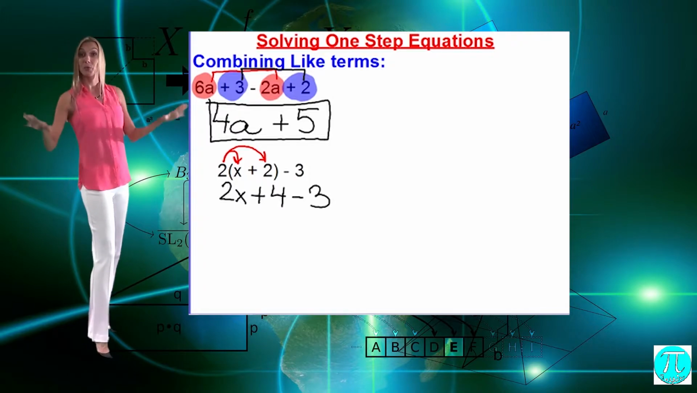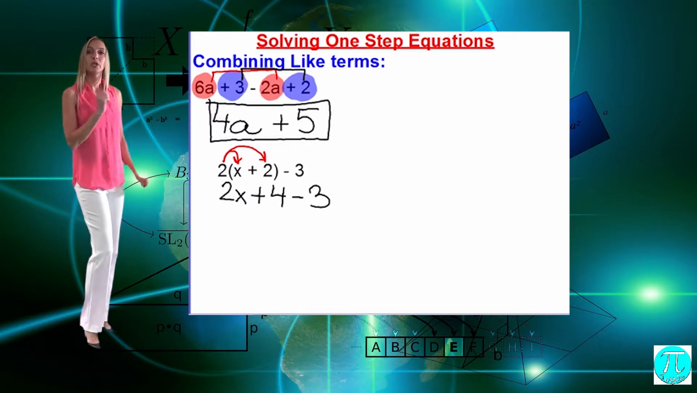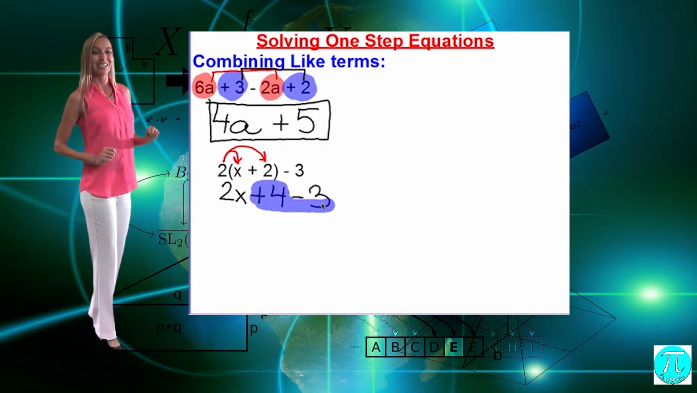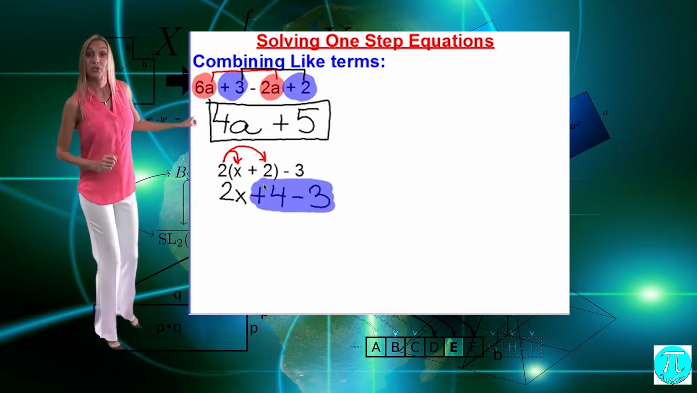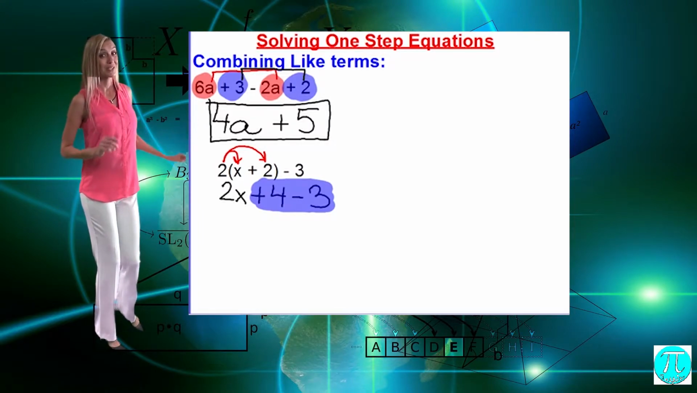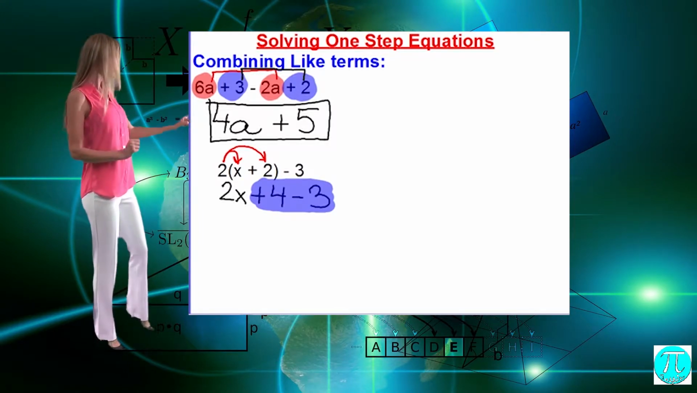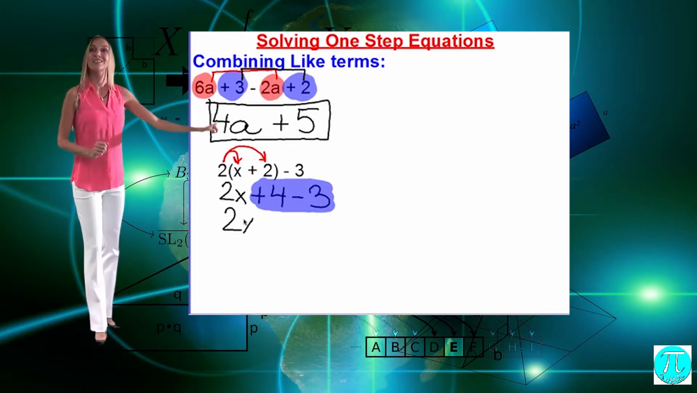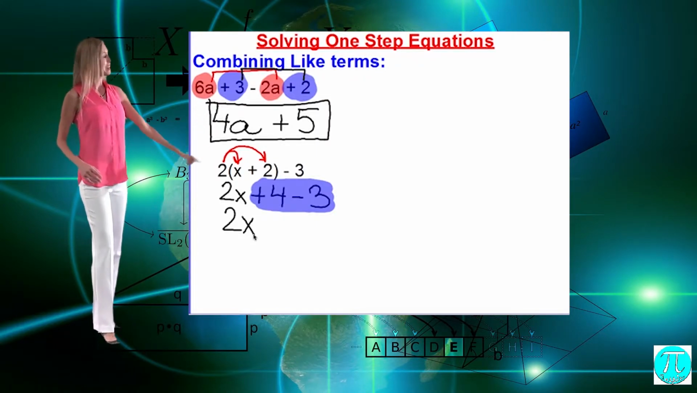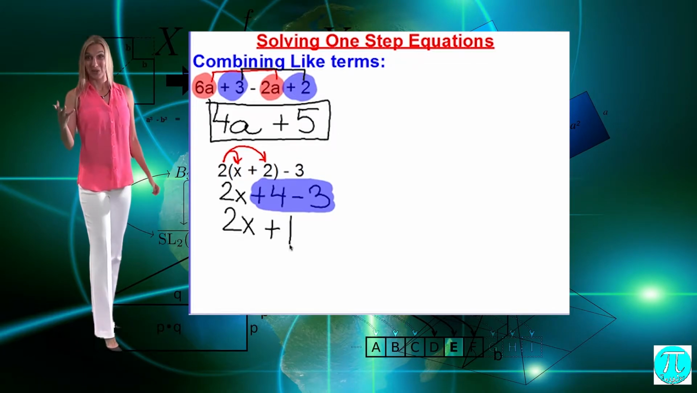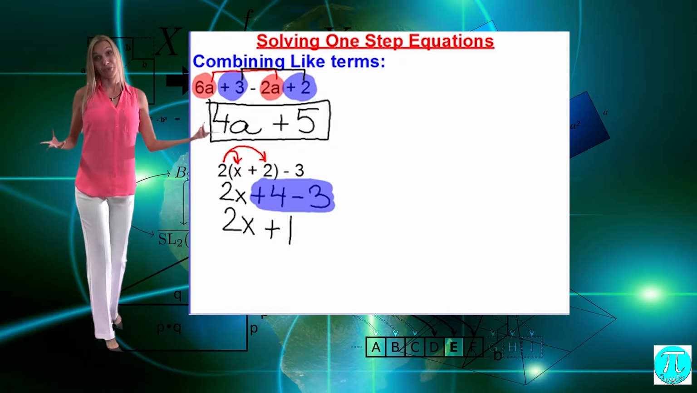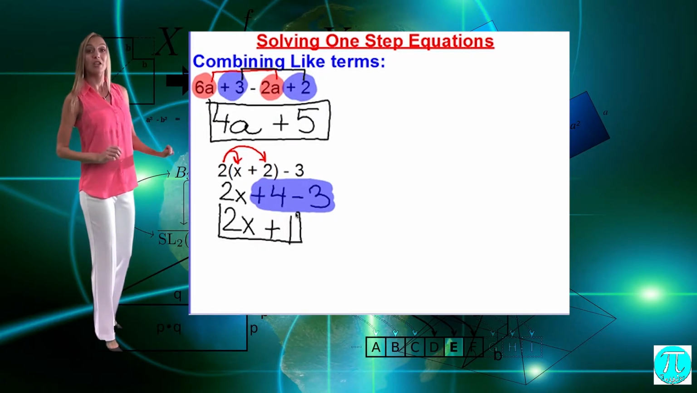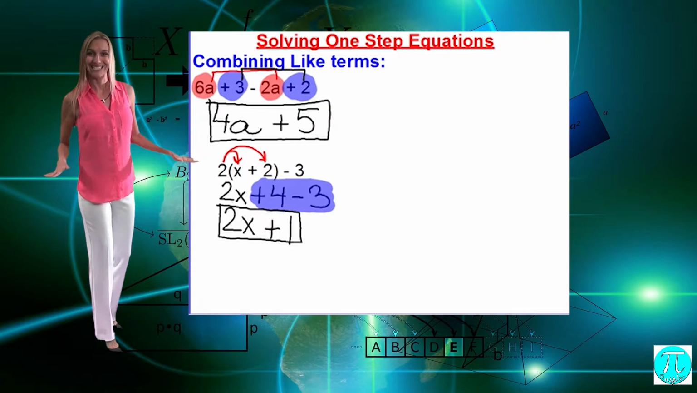Let's combine our like terms, right? What can we combine? Well, the positive 4 with the minus 3. Now, is there anything we can combine the 2x with? Nope. That's the only variable there is, right? So it's still 2x, right? And then we have 4 minus 3. And what is 4 minus 3? Positive 1. Can we combine the 2x with the positive 1? No, we cannot. One has a variable, the other does not. So we are done. That is it.